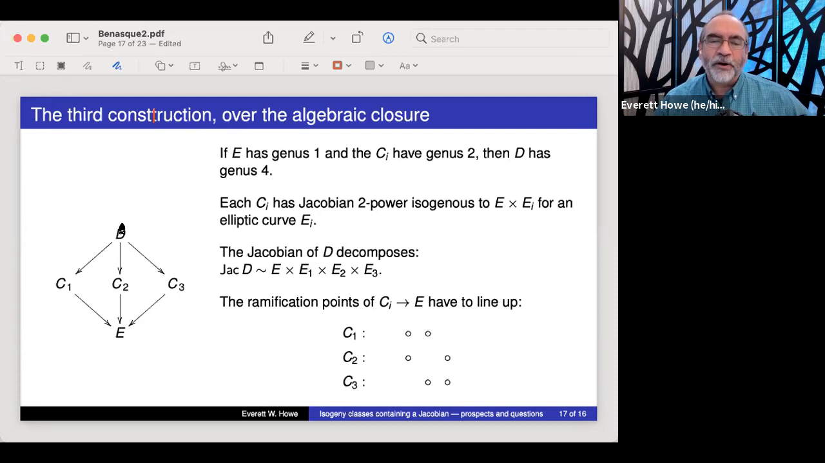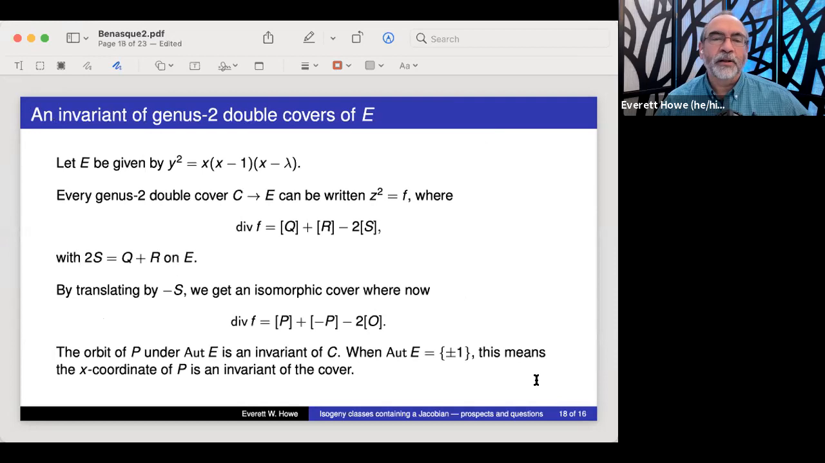So again, you have a curve D, you have a V4 group acting on it, and the bottom curve is an elliptic curve. Each of these genus 2 curves is not just isogenous to E times E_i, you can choose it so it's 2-power isogenous to E times E_i. Again, the Jacobian of the top curve decomposes as the product of all of these E's, and the ramification points have to line up. So let's analyze this a little bit more.